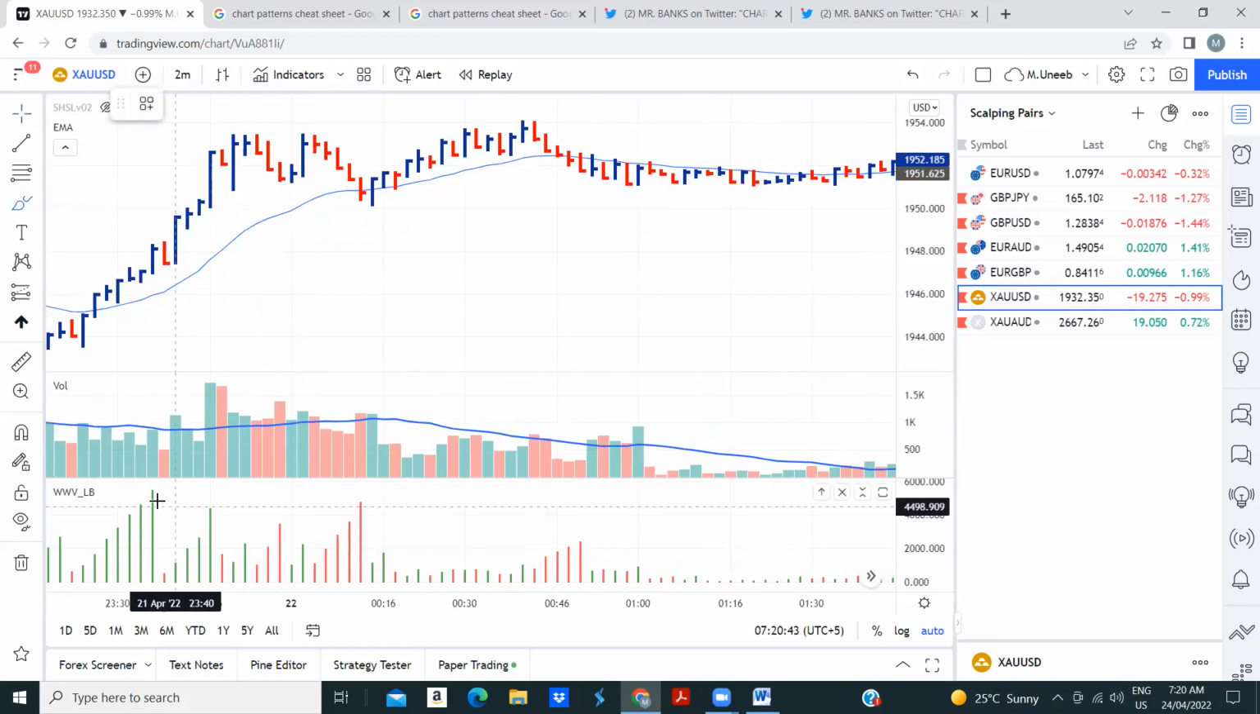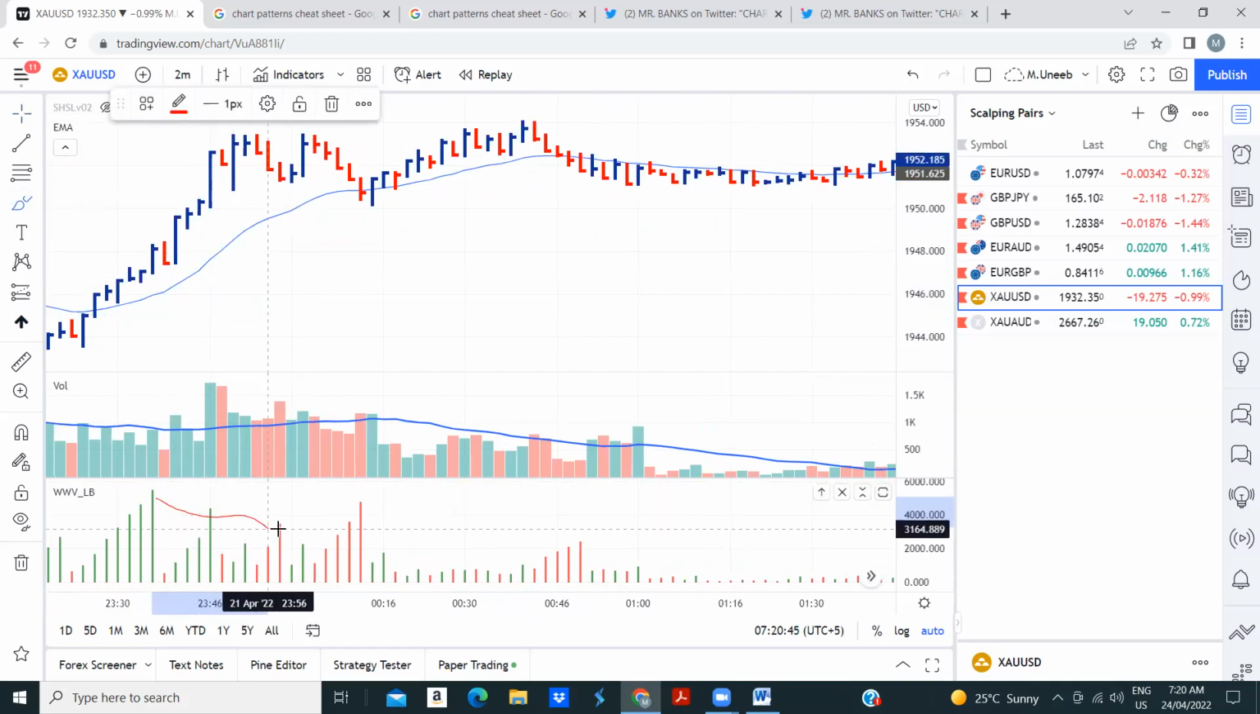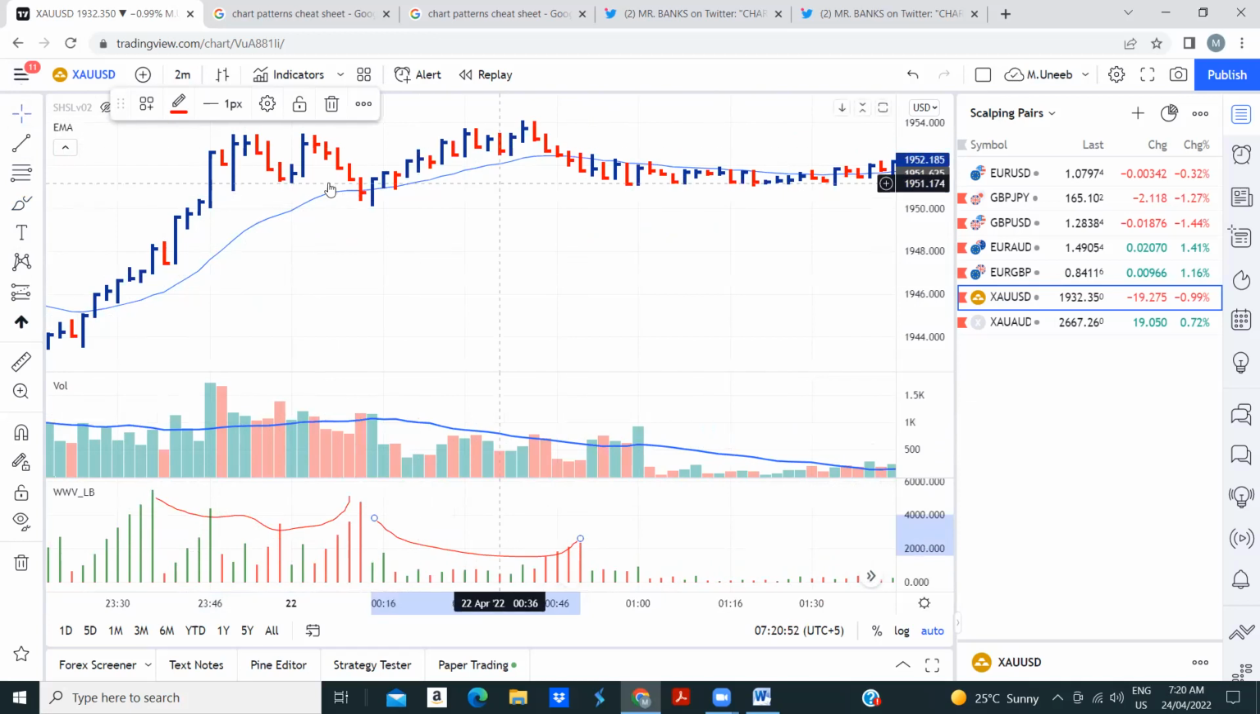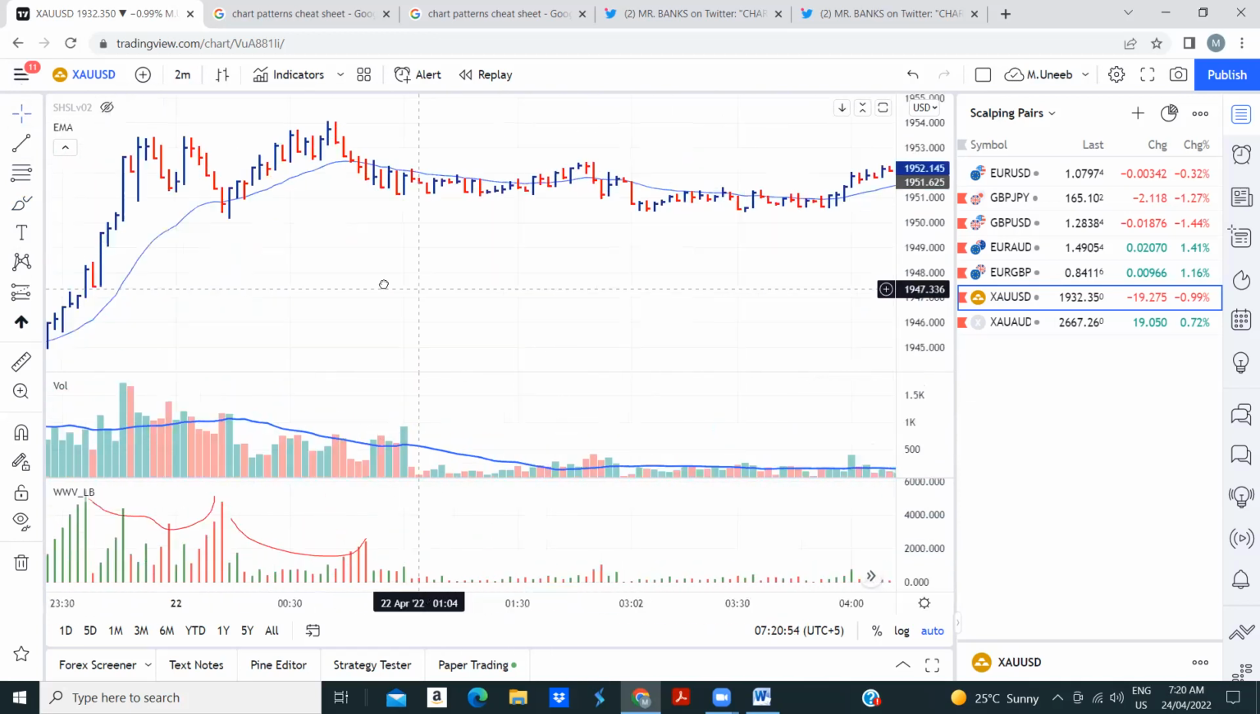Now, but you see this one, this one. This is reaccumulation or distribution.